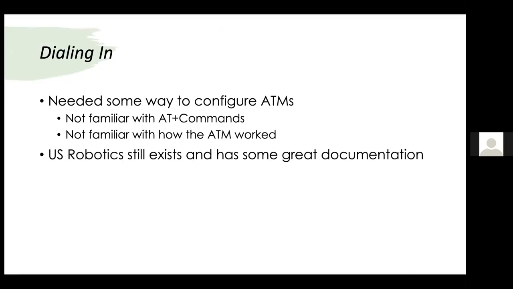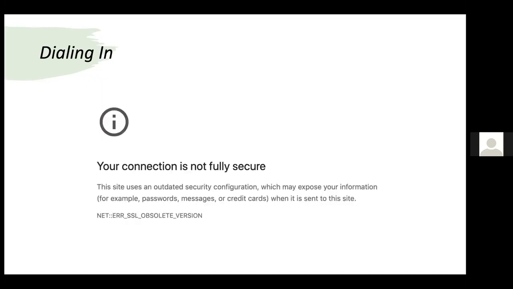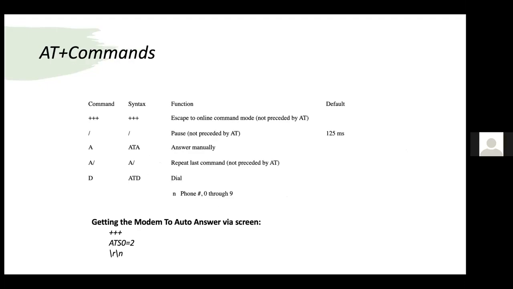The original protocol for the AT commands did not include web requests and things like that that modern AT commands do support. So it was a challenge. Thankfully, US Robotics still exists and has the highest security standards of any website I've been to recently. If you notice, that says error, obsolete SSL version. So it wouldn't even load, but we found an older computer to download the information on, and we were able to find the relevant AT commands.